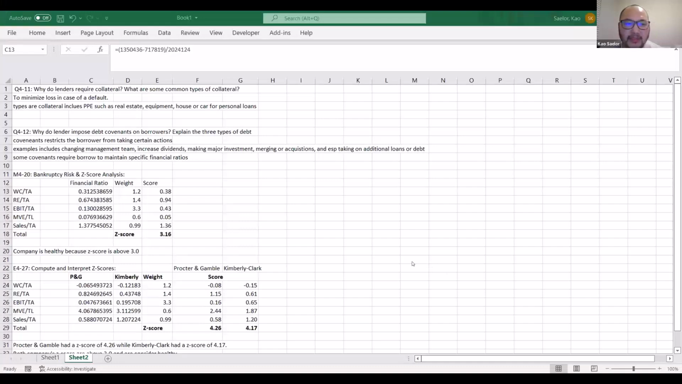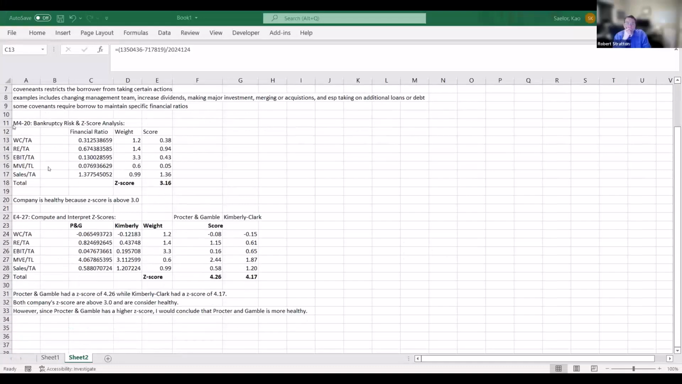For the exercise, I did M4-20, the Z-score. Okay, so basically it just shows the balance sheet for Logitech. Is it okay if I share my screen? Maybe that would make it easier for people to see. Please do. Can you guys see my screen?